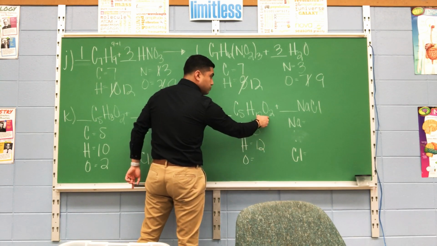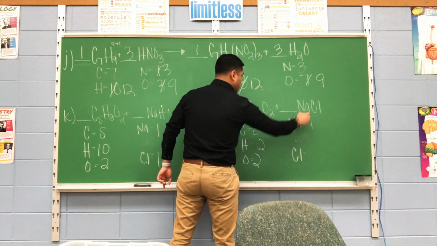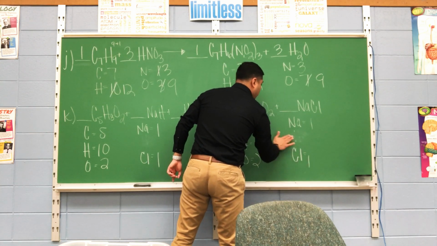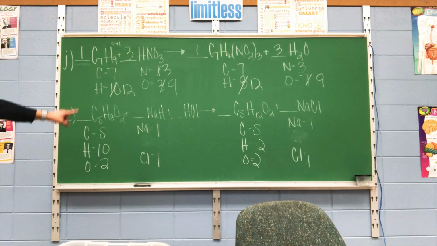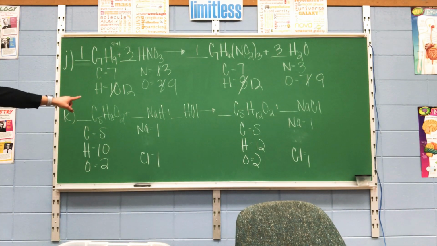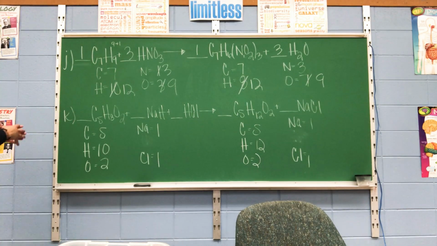O's you have 2, nothing else. Na you have only 1, and then Cl you only have 1. So if you step back once again, you notice you have 5 and 5, 10 and 12, 2 and 2, 1 and 1, 1 and 1. Just by writing out how much of each you have, you realize that this isn't as complicated.